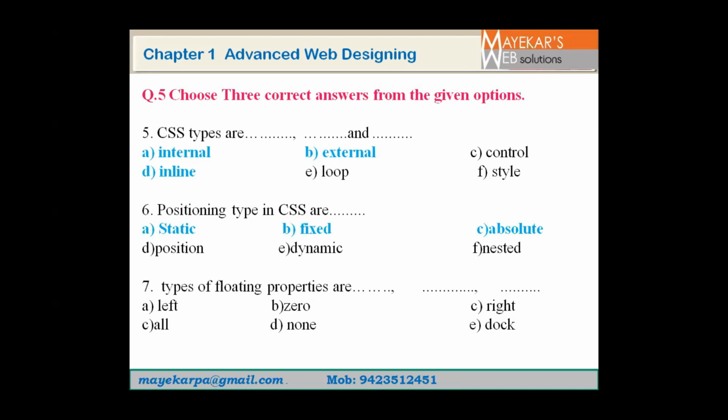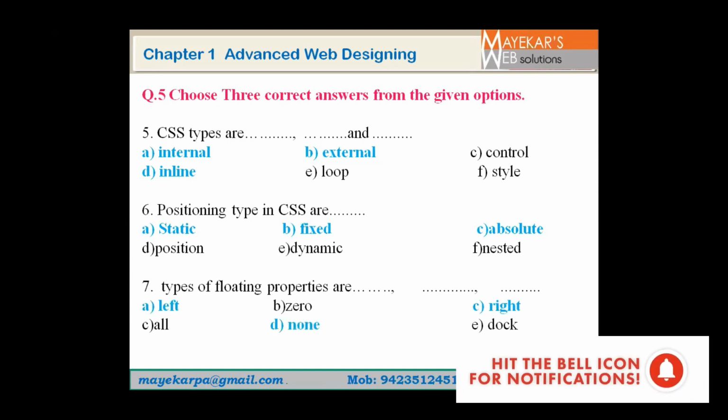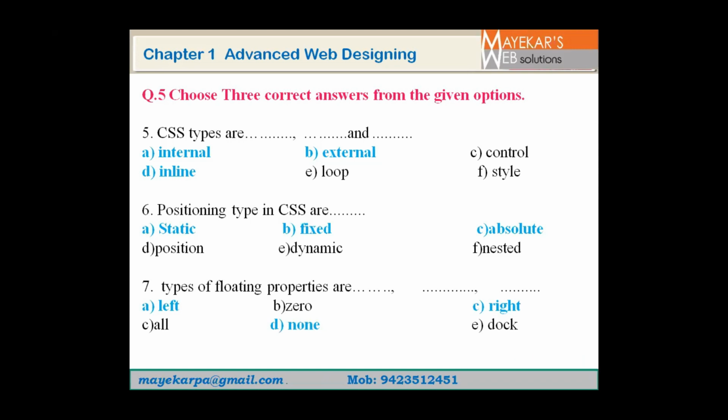Question number 7, types of floating properties are, means when you say float colon, what type of values can you use for the float? There are three values. First is left, second is right, and third is none. Values like zero, all, dot, this type of values we are not using for the float property. So what is the right answer? The right answers are left, right, and none. So these options are the right answers for question number 7.